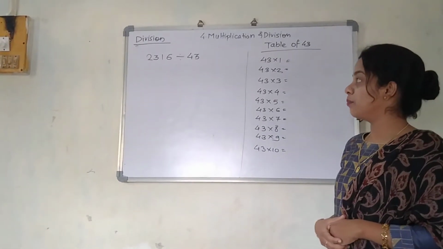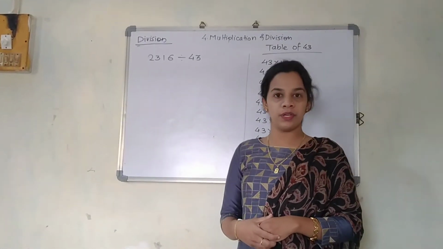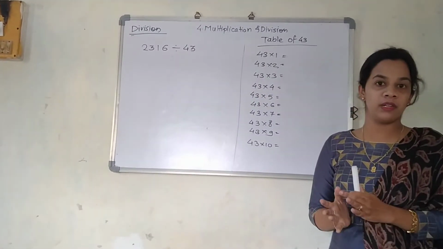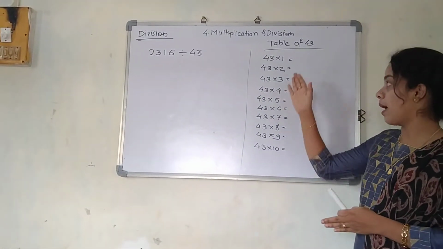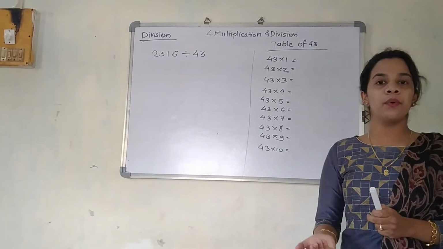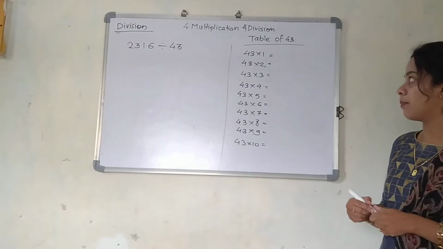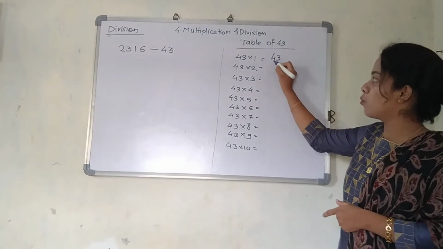Okay, now just see near the board, 4316 divided by 43. Now 43 table is normally not known, so what are we supposed to do? I have written again the same method. So we are going to add and form the table of 43. 43 ones will be 43 for sure.